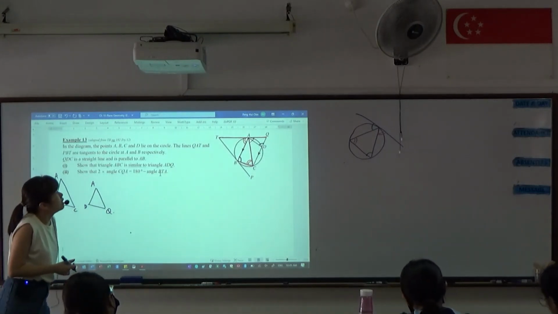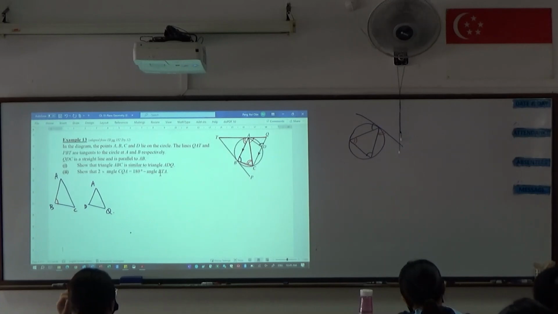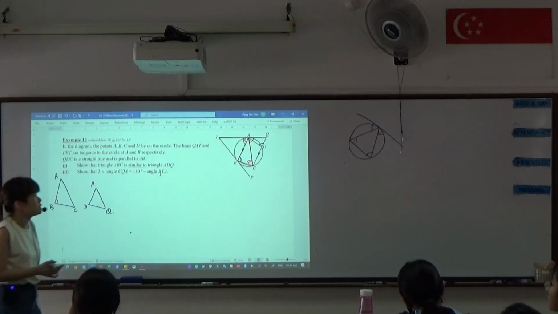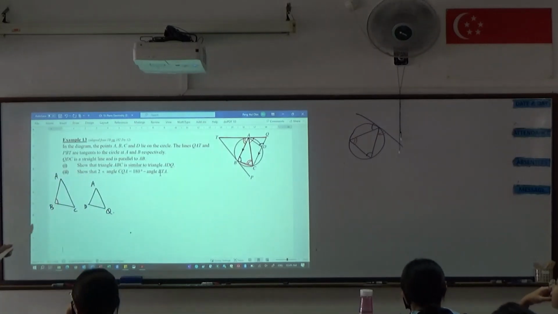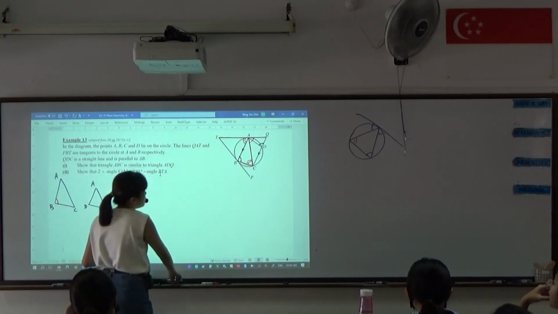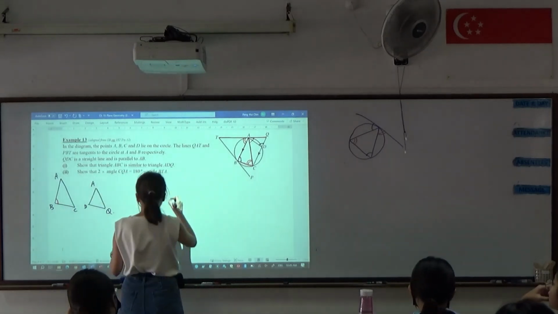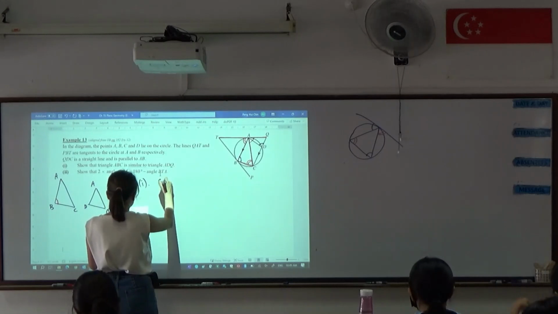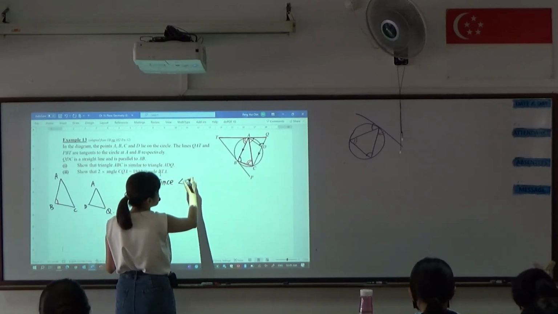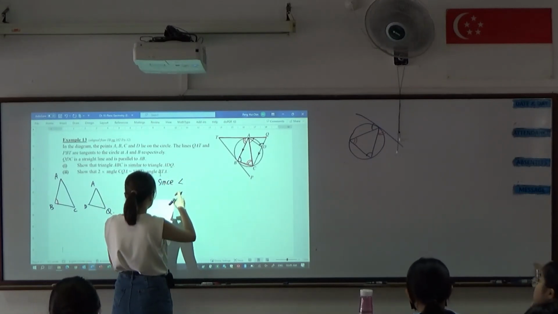So how could we show that this angle is equal to this angle here? Let's maybe just write down what we already know first. EAQ.